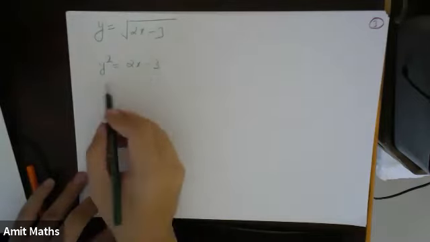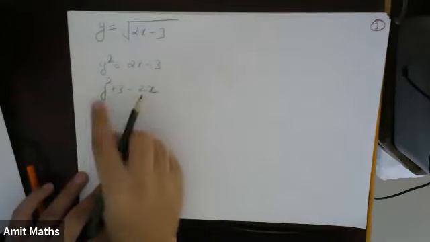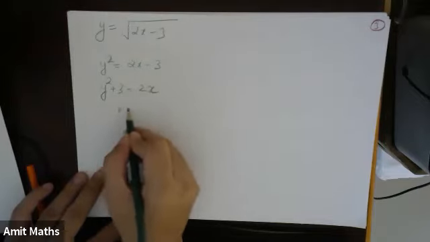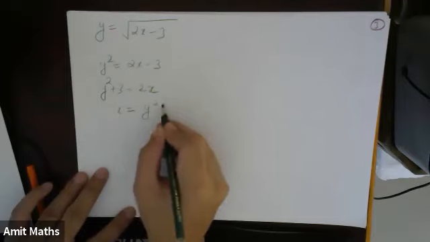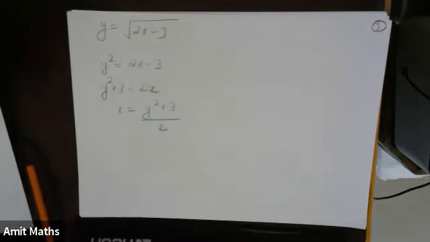Okay, I'll take 3 this side. So this will become y square plus 3 is equals to 2x. And if I take 2 this side, this will become x is equals to y square plus 3 by 2.